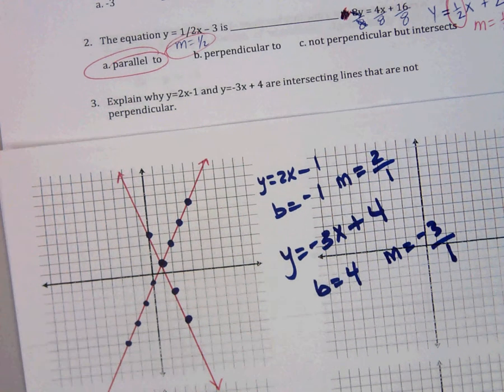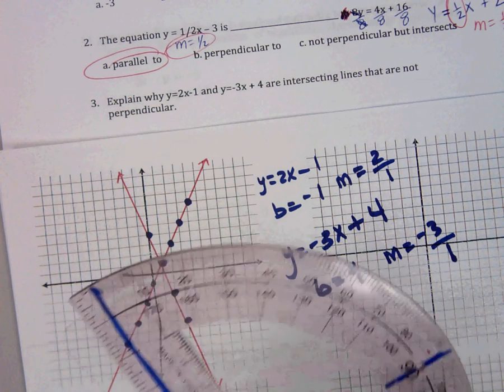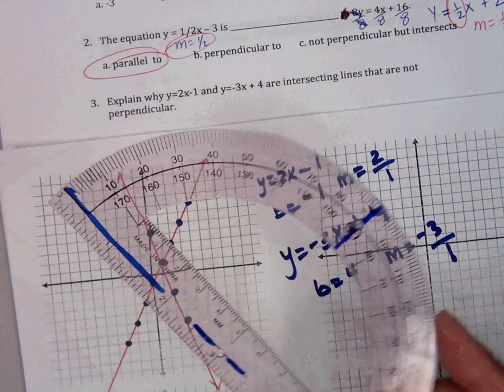These lines intersect, and I want to make sure that you guys get that part. They do intersect, but they are not perpendicular. So let me prove it using the protractor that I have already marked up.